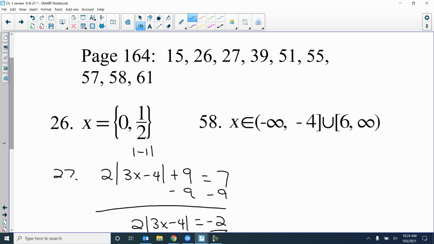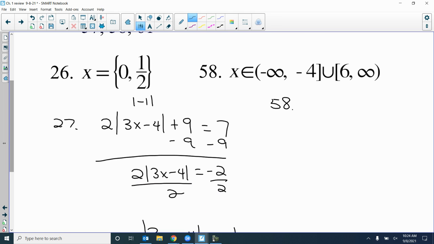So 58, what's the original problem there? Katie, you got that handy? I wrote down the problem, but I think I skipped a step while I was writing it down. Never mind. Who's got it? Andrew, you got it? The absolute value of 3x minus 3 is greater than or equal to 15.